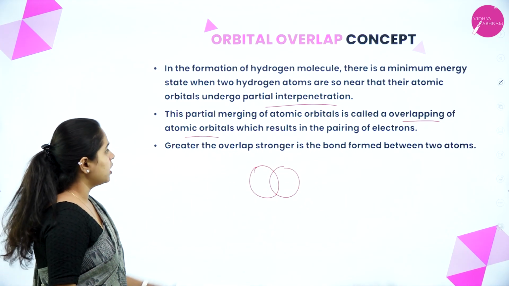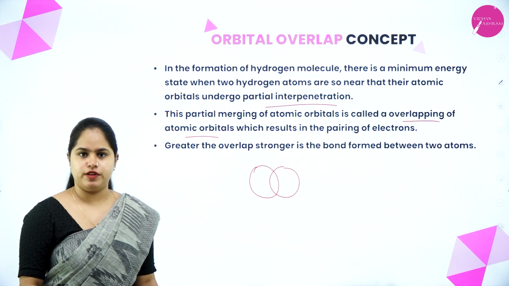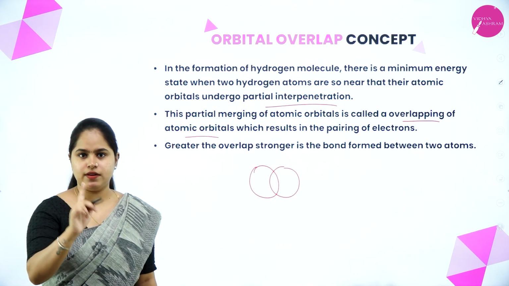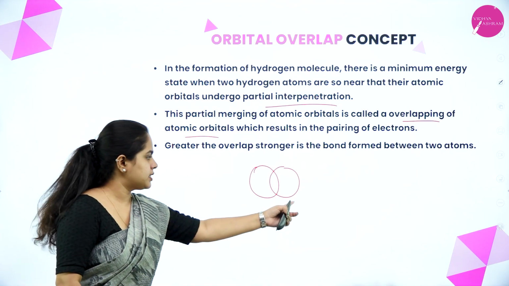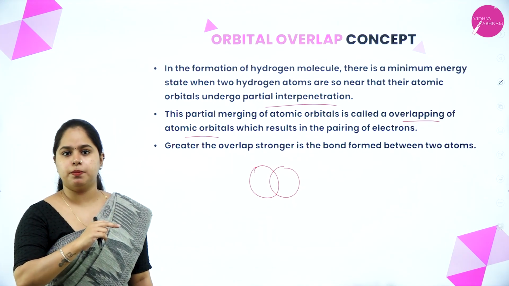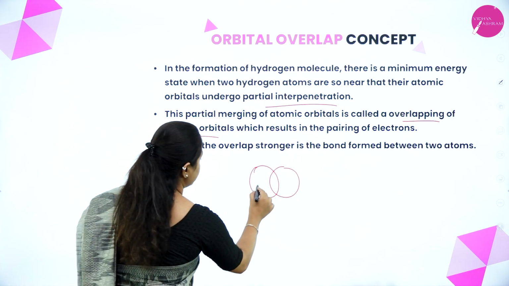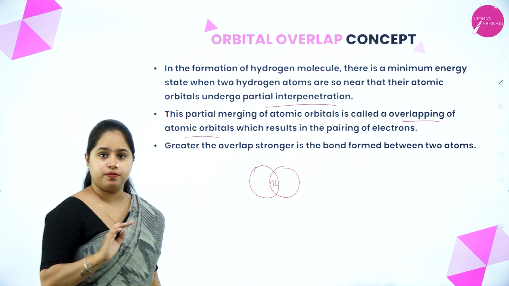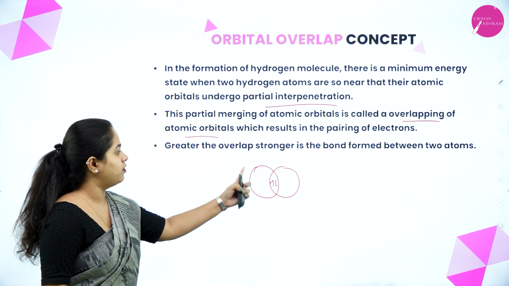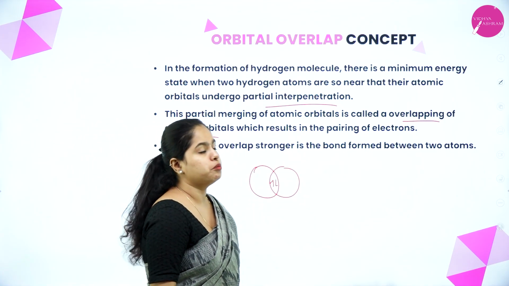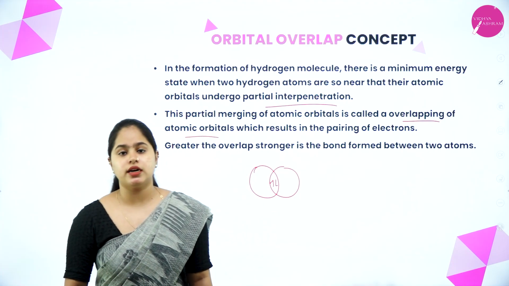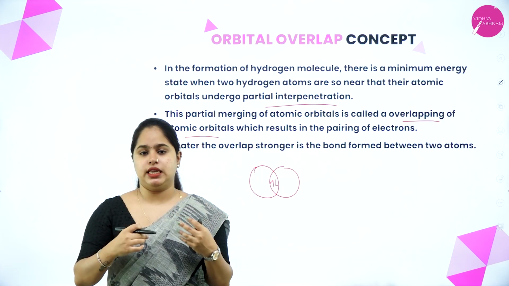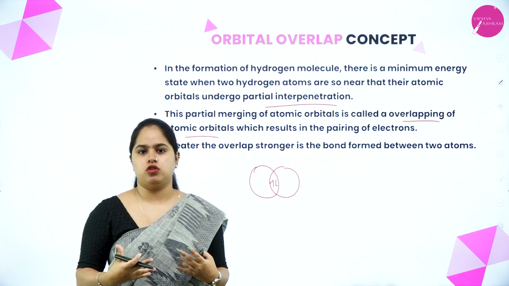Clear? Which results in the pairing of electrons. So what does that mean? This one orbital was having one unpaired electron, and the second orbital was having another unpaired electron. What happens when they combine with each other? Now it gets paired. So greater the overlap, stronger is the bond formed between the atoms. What you can understand from that is, when the extent of overlapping is increasing, the bond strength also increases.